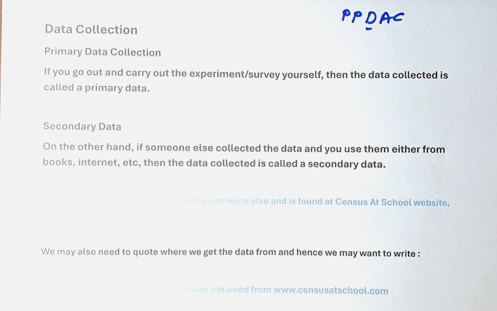And please note that you need to also say where you get the data from. In this case, it's www.censusatschool.com.